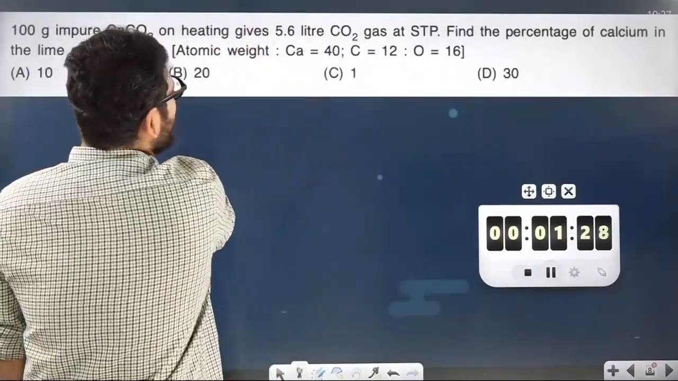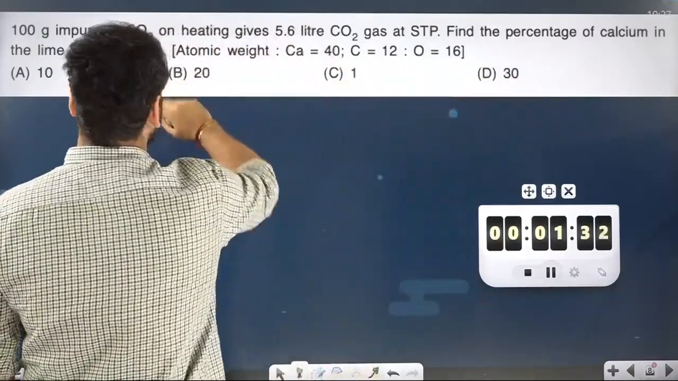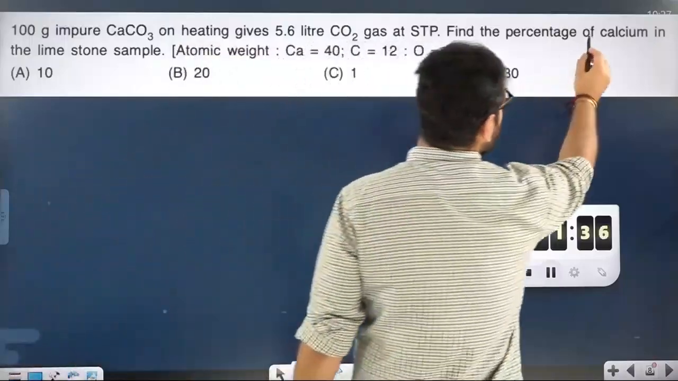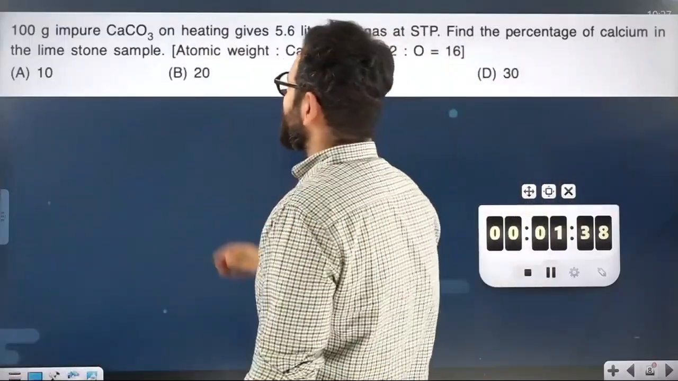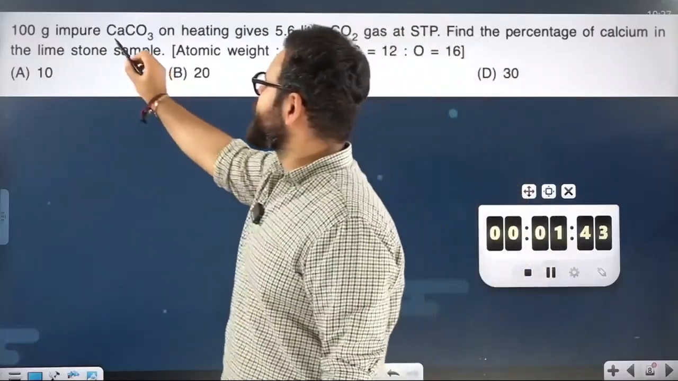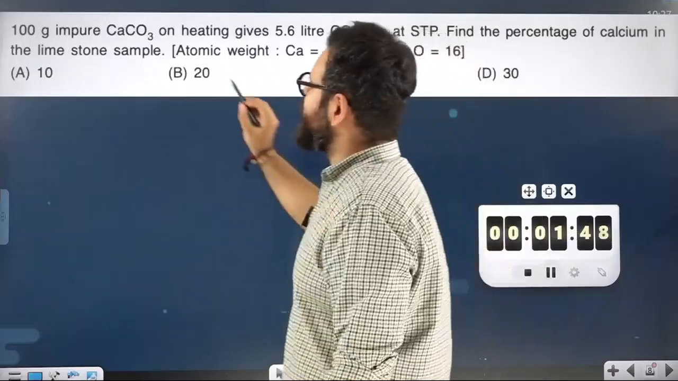On heating gives 5.6 liter CO2. Find the percentage of calcium in the limestone. That's a different question. It's a little bit of a long question. All of you see here.